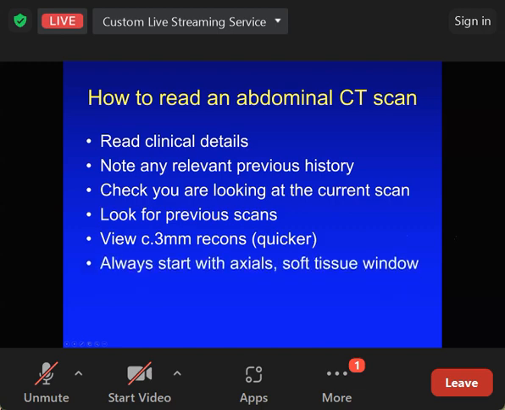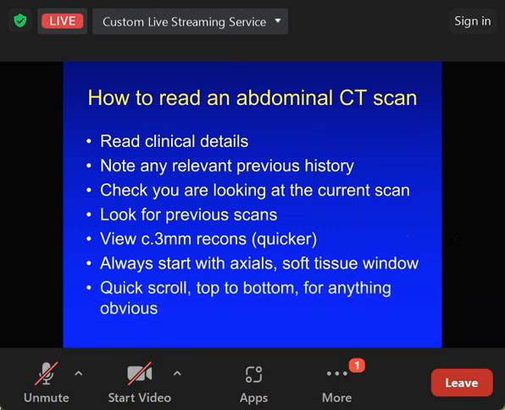Always start with the axials and on the soft tissue window. I haven't got time to talk about windowing really, but I expect you know that when you look at a series of CT images, they're not necessarily optimized for what you want to see. So generally for abdominal imaging, we optimize for soft tissues, but you may want to look at bones, so then you should look at the bone windows, or you may want to look at the lungs, when you look at lung windows. But generally for abdominal imaging, look at the soft tissue windows first. And don't get bogged down in details. Quickly scroll from top to bottom, and you may well see something obvious.